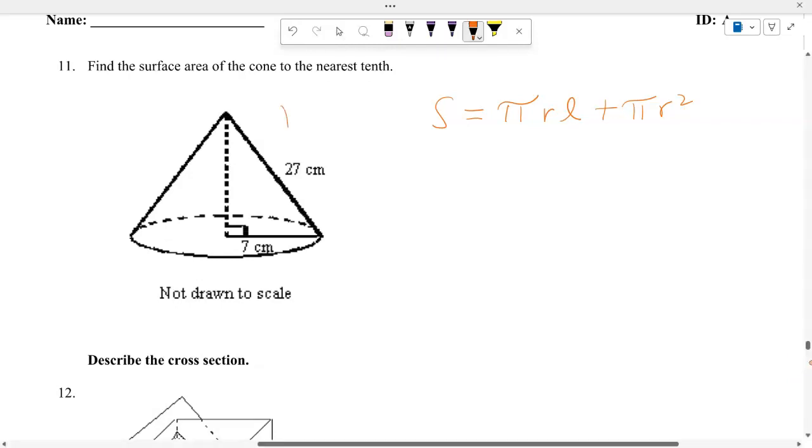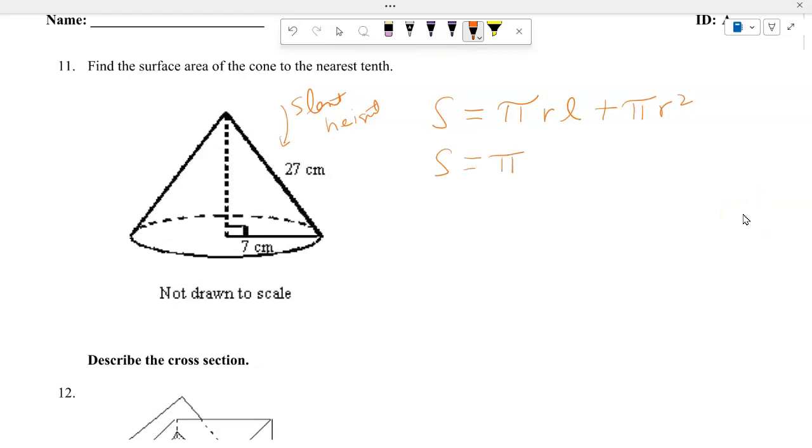This line here, which is measured at 27, that's called your slant height, and that's going to be R. So you're going to have S is equal to pi times the radius, in this case 7, times the slant height, which is 27, plus pi times the radius, which is 7, and then you have to square it. So now you're going to type that in your calculator.